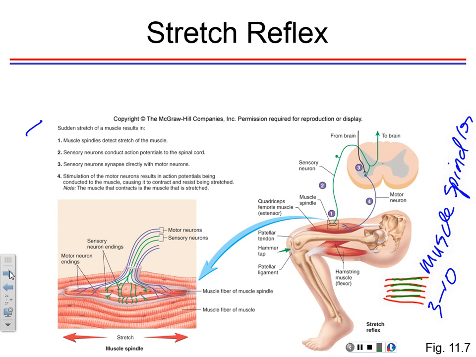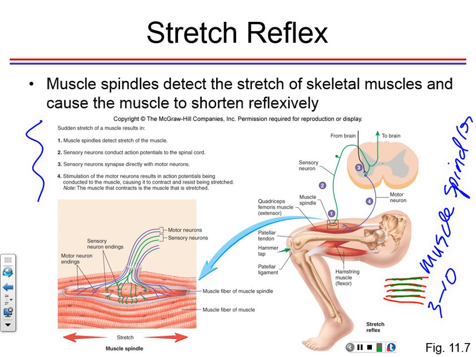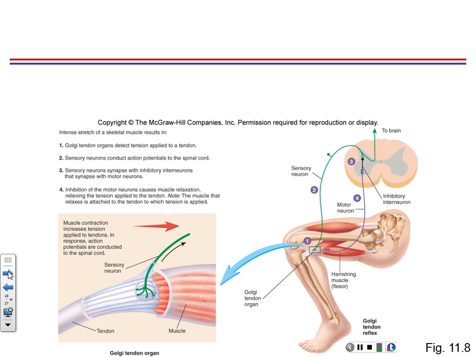So we know what the receptor is, we know what the reflex is called, and we know what parts are involved. We've only got the sensory neuron, of course the receptor, which is the muscle spindle, and then the motor neuron. There's no interneuron here. It's the simplest reflex. And then it will generate a response by contracting the muscle.